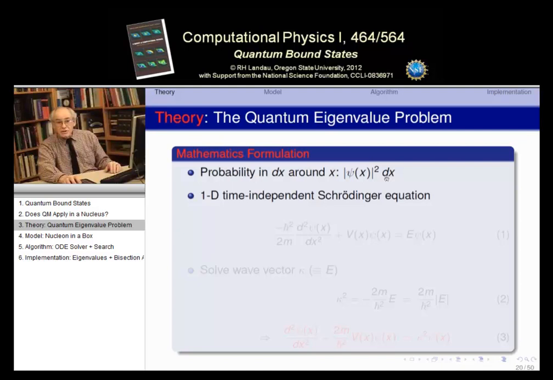The one-dimensional time-independent Schrodinger equation is given by equation 1. It's a second order differential equation, there's the 2, but it has no first-order derivatives, which we'll come back to and talk about. It has a potential times psi of x equal to E psi of x. So this is what we want to solve.